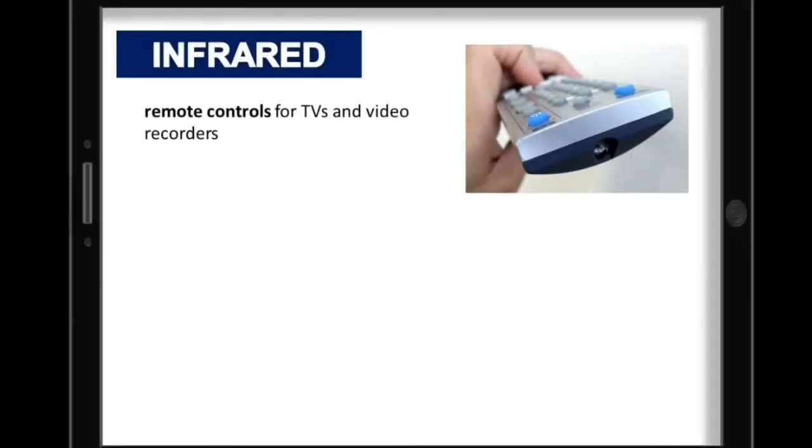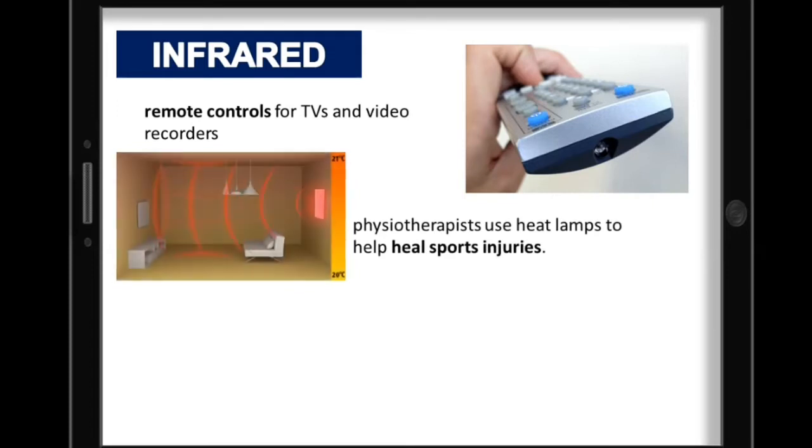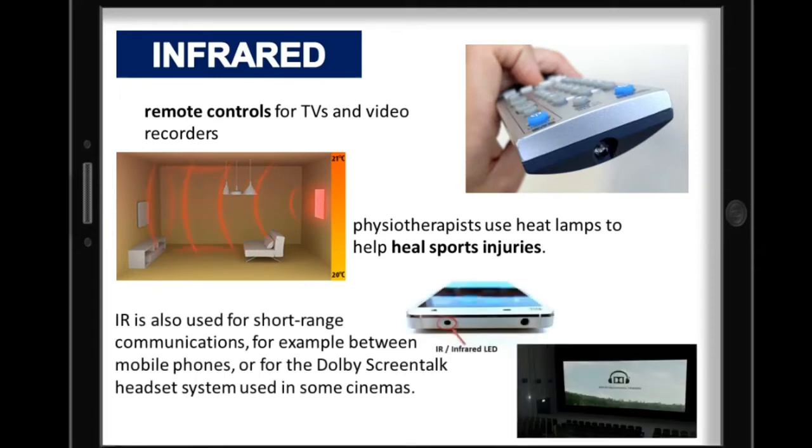Infrared waves are also given off by stars, lamps, flames, and anything else that's warm, including you. Infrared or IR are also used for many tasks such as remote controls for TVs and video recorders. Physiotherapists use heat lamps to help heal sports injuries. IR is also used for short-range communications, for example between mobile phones or for the Dolby Screen Talk headset system used in some cinemas.